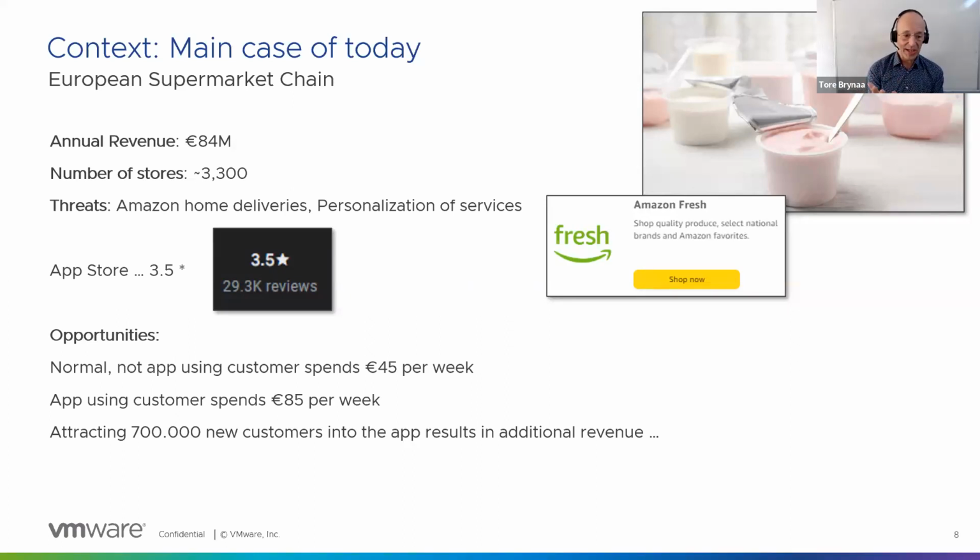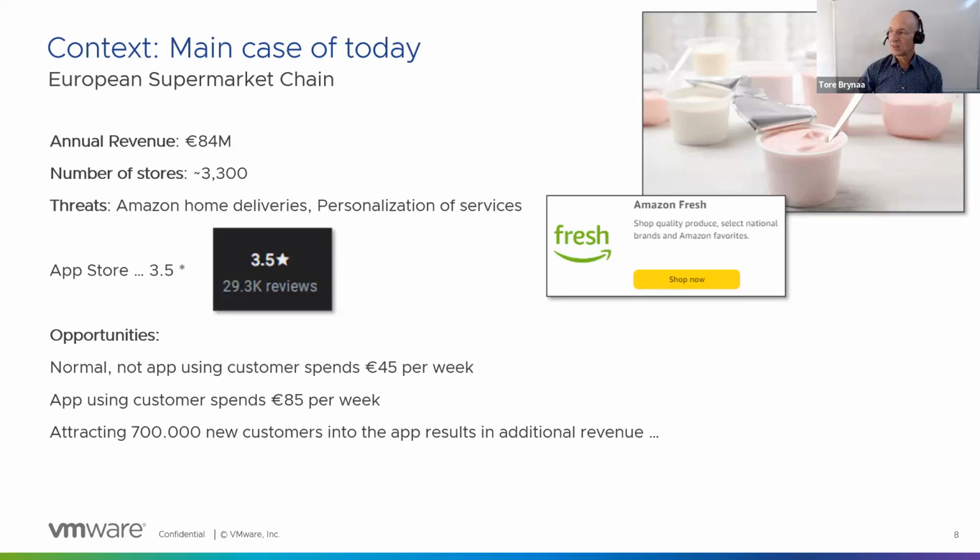The app was doing okay with 3.5 stars, but they thought we could probably get better. Anyone using the phone app usually spends around 85 euros per week in the supermarket, and the customers who don't have the app only spend 45 euros per week, give and take. So if we can get another 700,000 customers across Europe to use the app, we will make more money. So that was the thinking when we started this project.